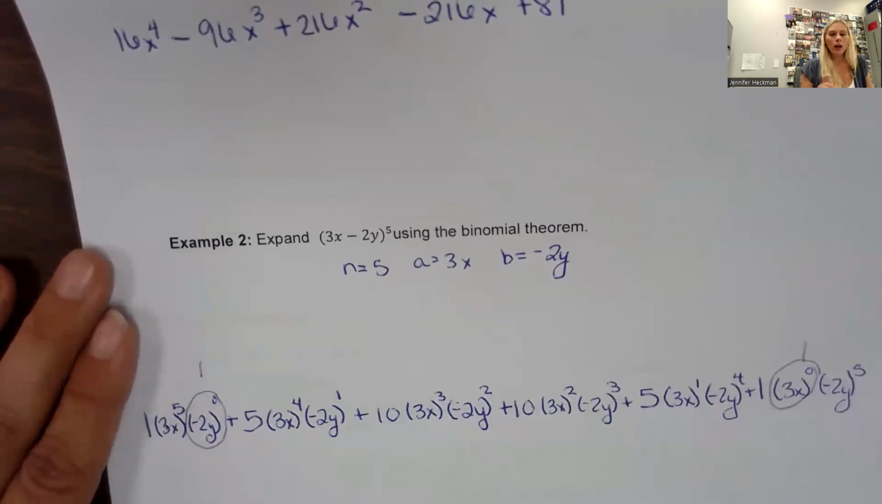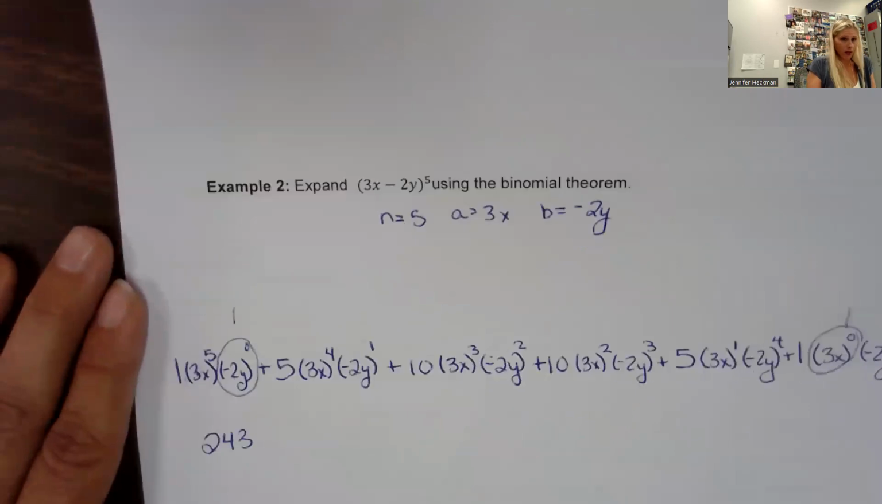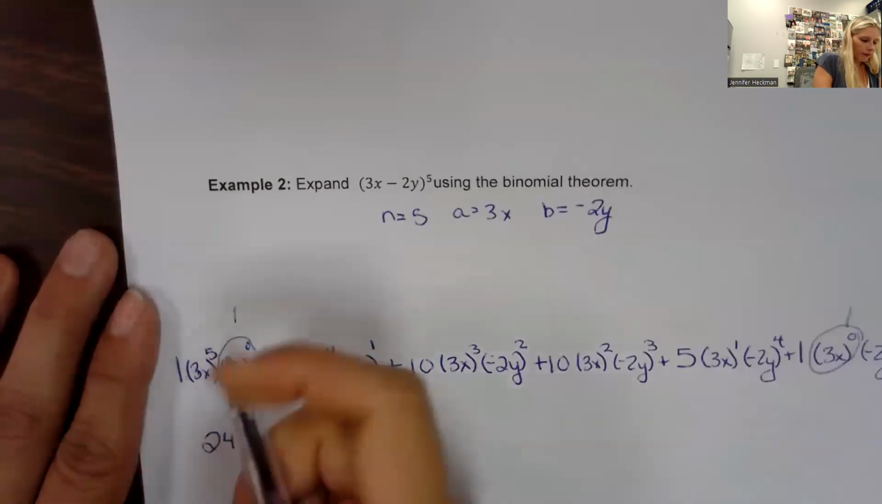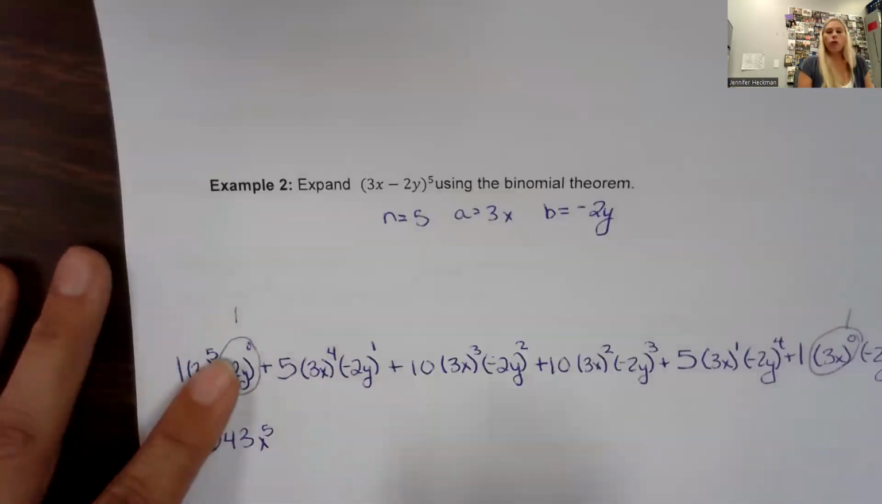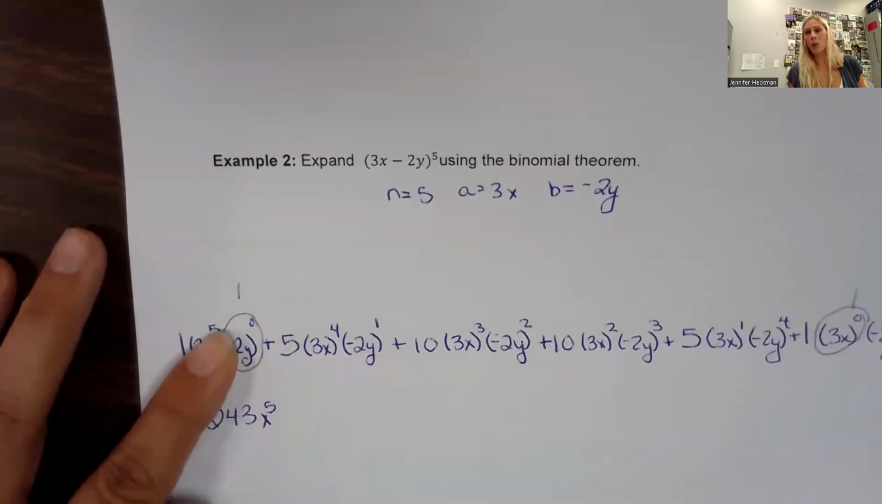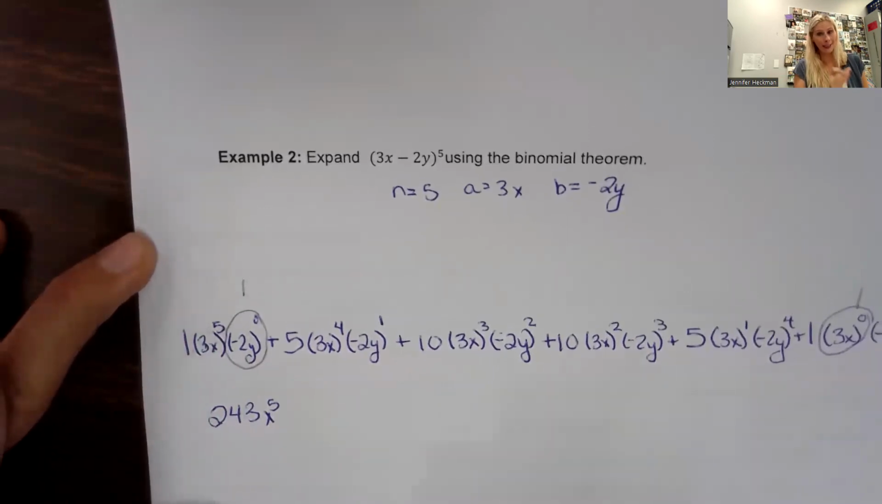Okay. So now here's the idea. We have 1 times 3 to the 5th times 1. When you do that in your calculator, you should get 243. Now, be careful here. So this is x to the 5th. And we have y to the 0. But what is y to the 0? It's 1. So I don't have to have any y's in that first term.